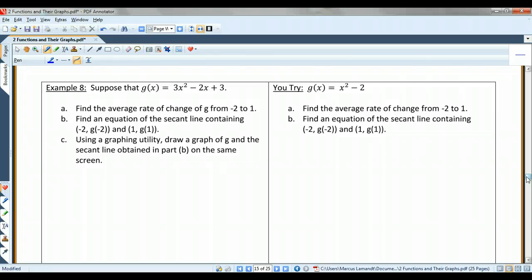Last example. Suppose that g of x equals 3x squared minus 2x plus 3. Find the average rate of change of g from negative 2 to 1. Alright, so we just did that. Not f, we're looking at g. G of 1 minus g of negative 2 over 1 minus negative 2.